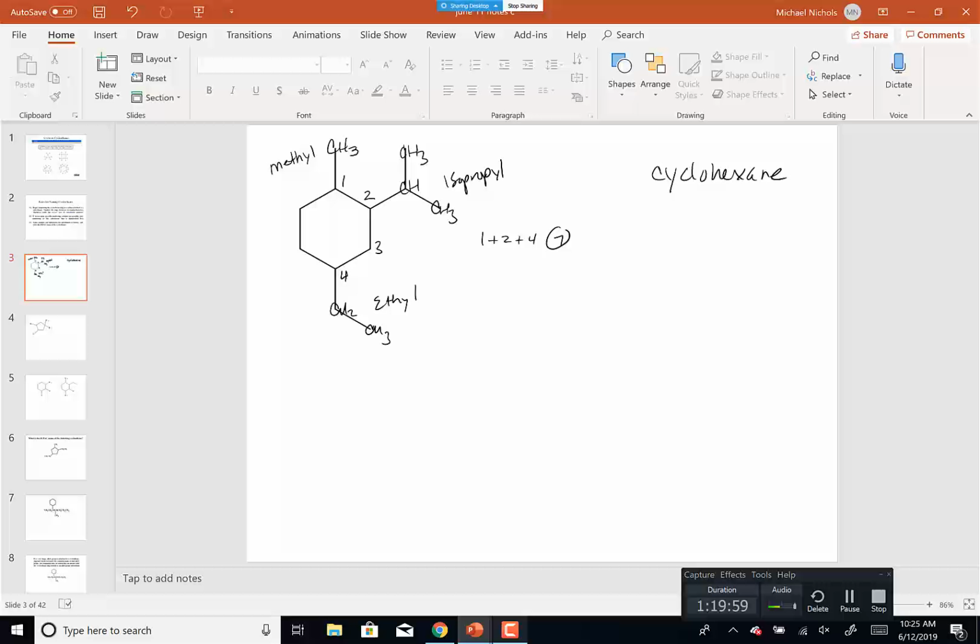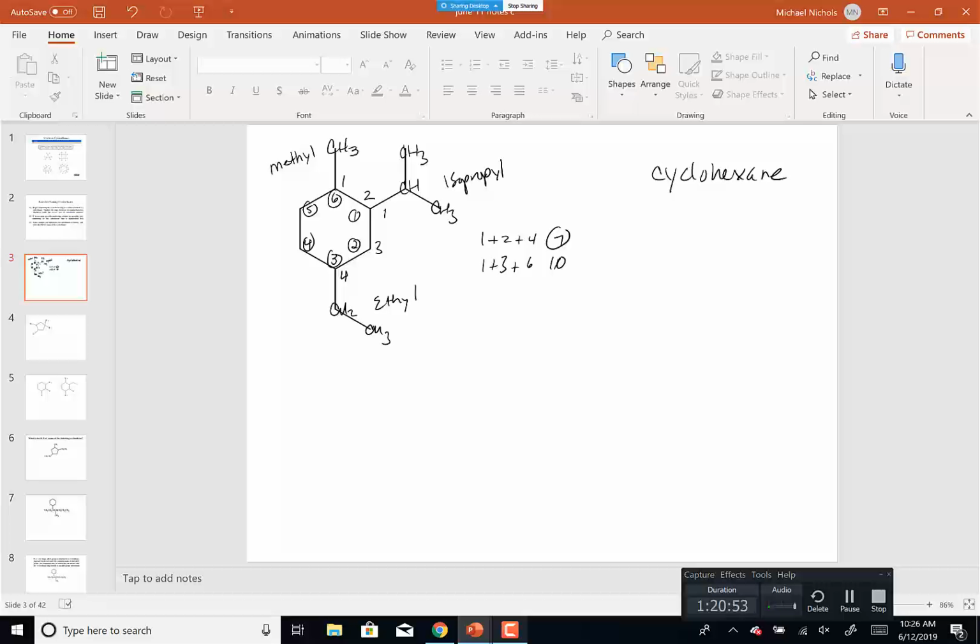Let's say I started with the isopropyl and went 1, 2, 3, 4, 5, and 6. So the circled ones. So that's going to give me 1 plus 4 plus 6, 11. That scheme's not going to work. If I started at the isopropyl group, 1 plus 3 plus 6, 10. Still not 7.